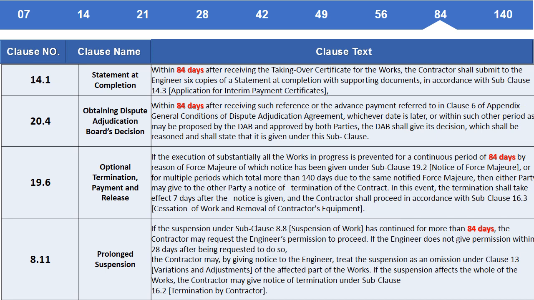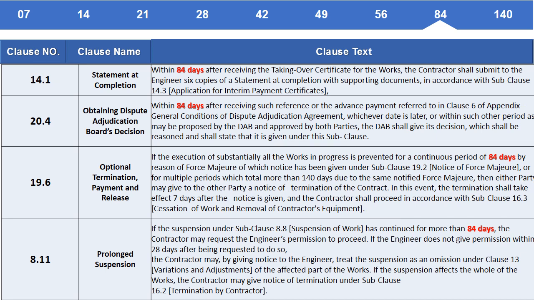Clause 19.6. Optional termination, payment and release. If the execution of substantially all the works in progress is prevented for a continuous period of 84 days by reason of force majeure of which notice has been given under subclause 19.2, notice of force majeure, or for multiple periods which total more than 140 days due to the same notified force majeure, then either party may give to the other party the notice of termination of the contract. In this event, the termination shall take effect 7 days after the notice is given. Contractor shall proceed in accordance with subclause 16.3 cessation of work and removal of contractor's equipment.